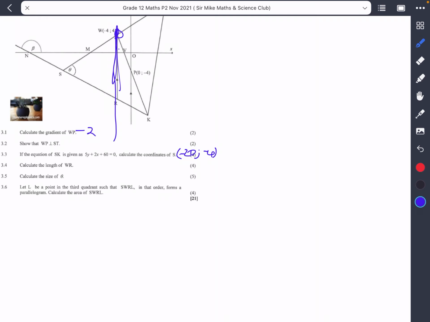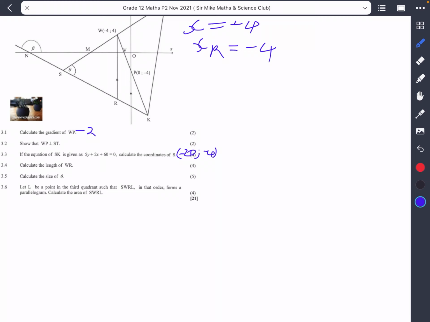So in this case, what I'm going to argue is that I already know the x coordinate of that point R to be negative 4. Why? Because I know that on that line, x is equal to negative 4, right? So x at R is equal to negative 4.